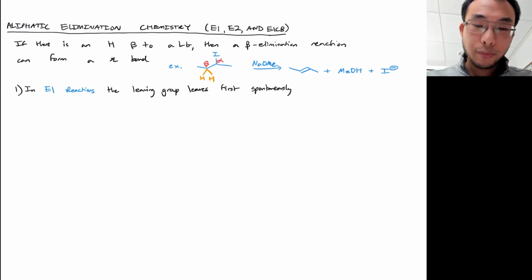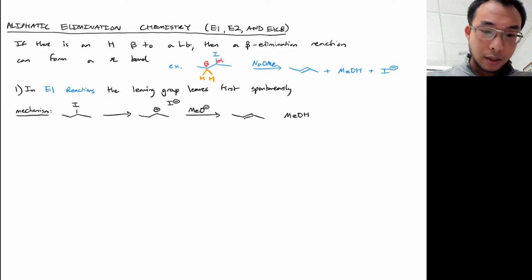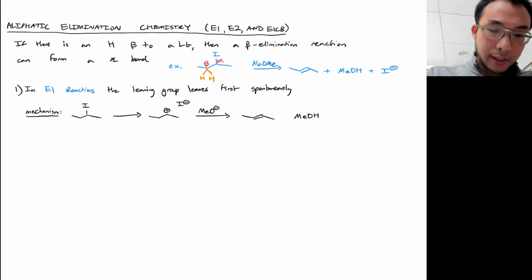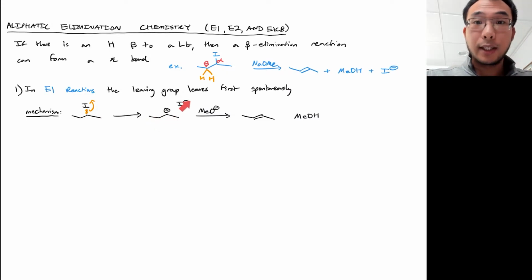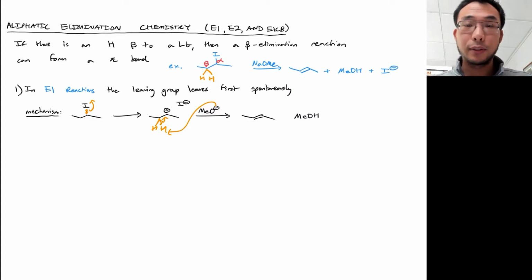So in an E1 reaction, this is analogous to an SN1 reaction, and in an E1 reaction, the leaving group leaves first, spontaneously on its own. So the E1 mechanism looks like this. The first step again is that spontaneous leaving of the leaving group, like so, to get you to a carbocation intermediate, with the iodide leaving group having already left. At that point, we can do our deprotonation. So our base will come in and deprotonate. That then leads to the pi bond formation between those two carbons.